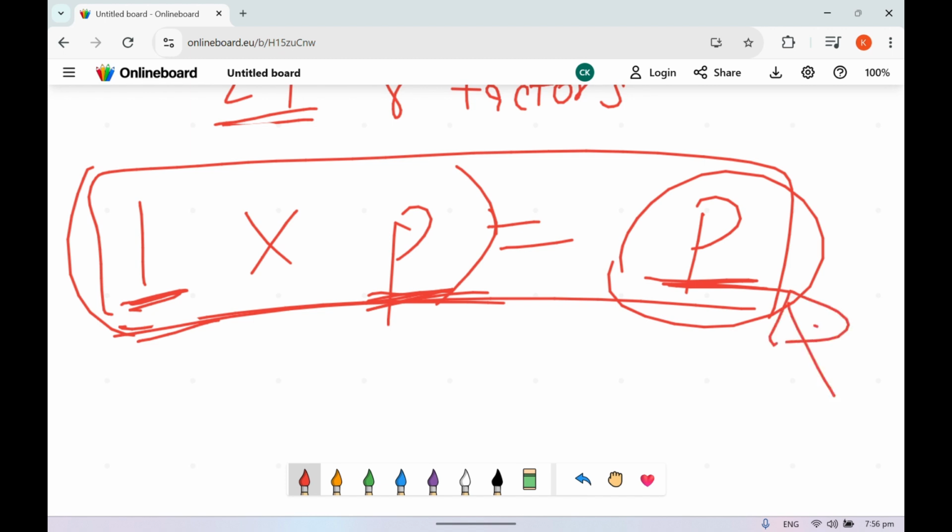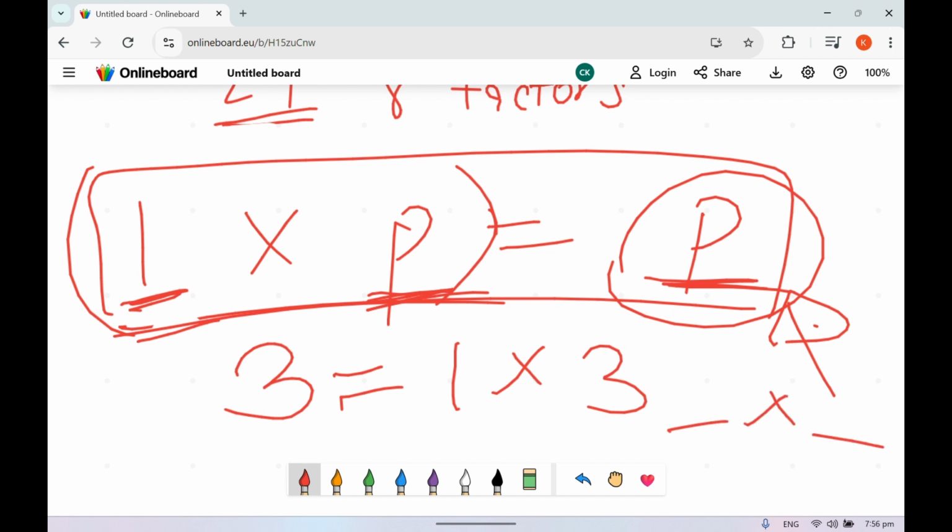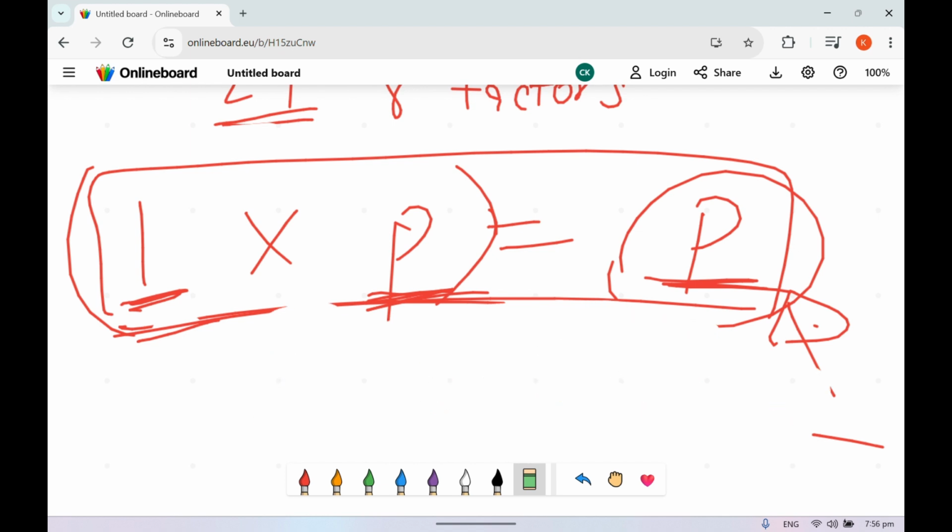I'm going to give you one single example. For example, the number 3. 3, only 1 times 3. There's nothing else that can give me 3 except 1 times 3. So I want you to come up with as many of these numbers as possible that can only have 2 factors, and of course, if it's 2 factors, it's only 1 times the number itself. Come up with as many of these numbers as possible and pause the video right now.